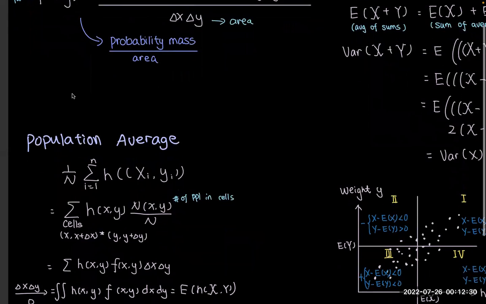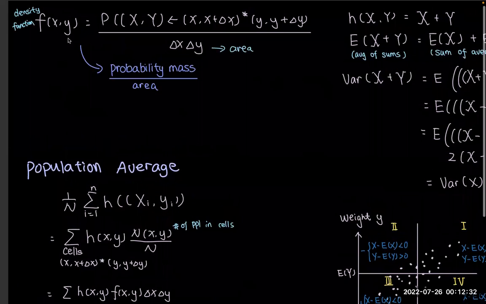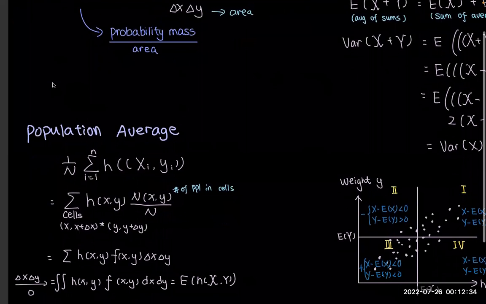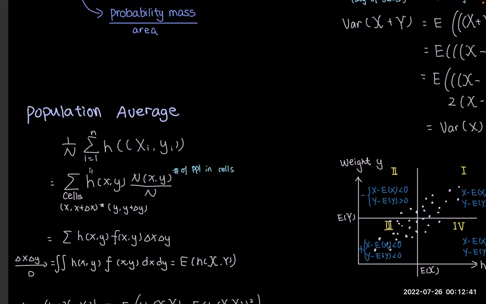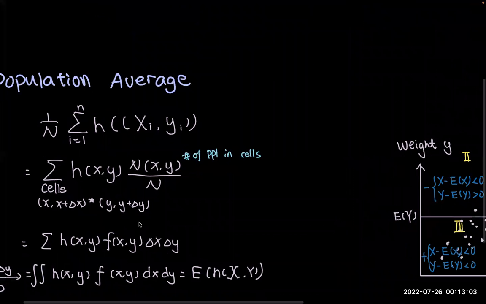From this density idealization, we can now compute the population average for a function h of xi, yi. So we let i go from 1 to capital N. So this is 1 over capital N, and this summation is i from 1 to capital N. We look at the population average, and then you can actually go over all those cells, x plus delta x, y plus delta y, the cells that we see in the previous slide.